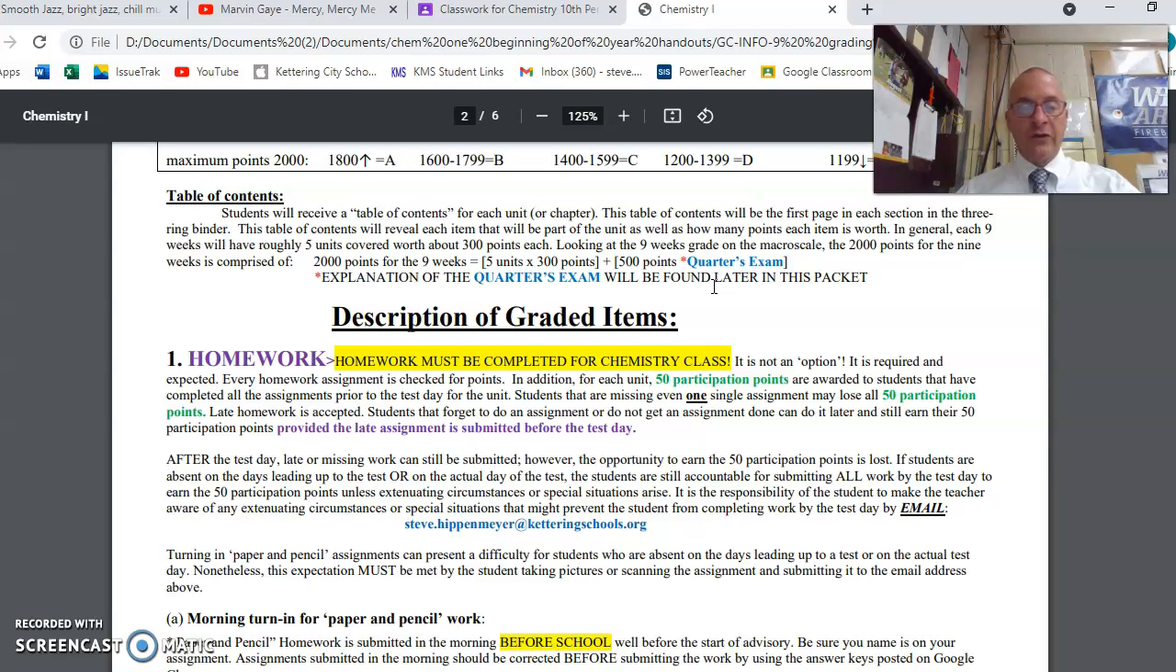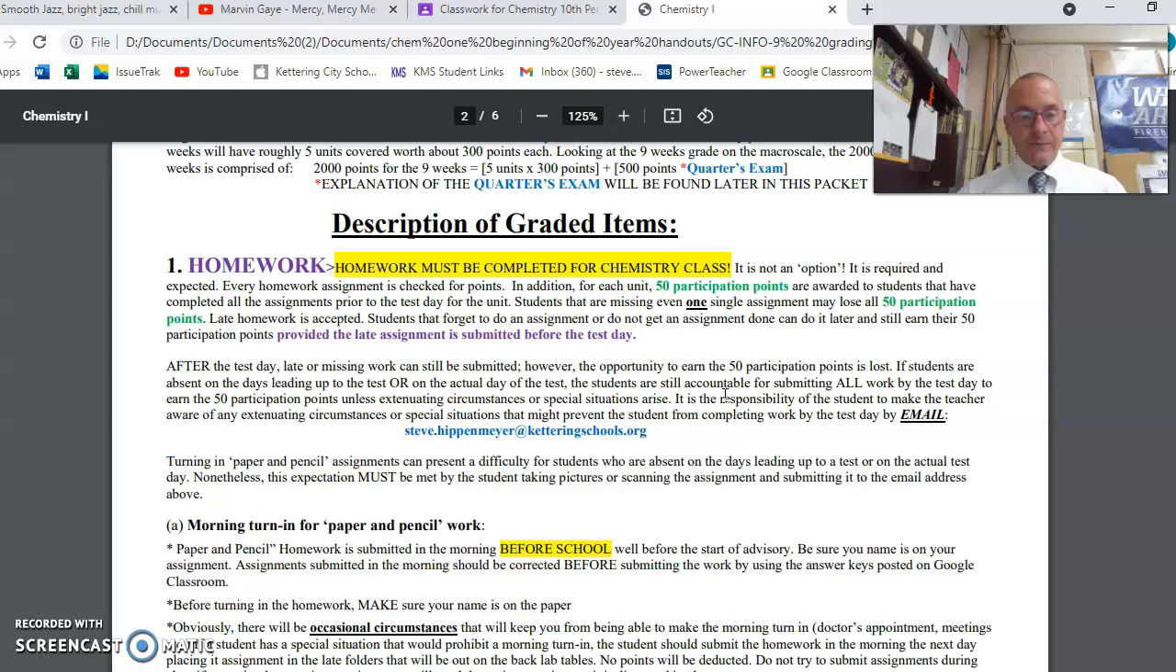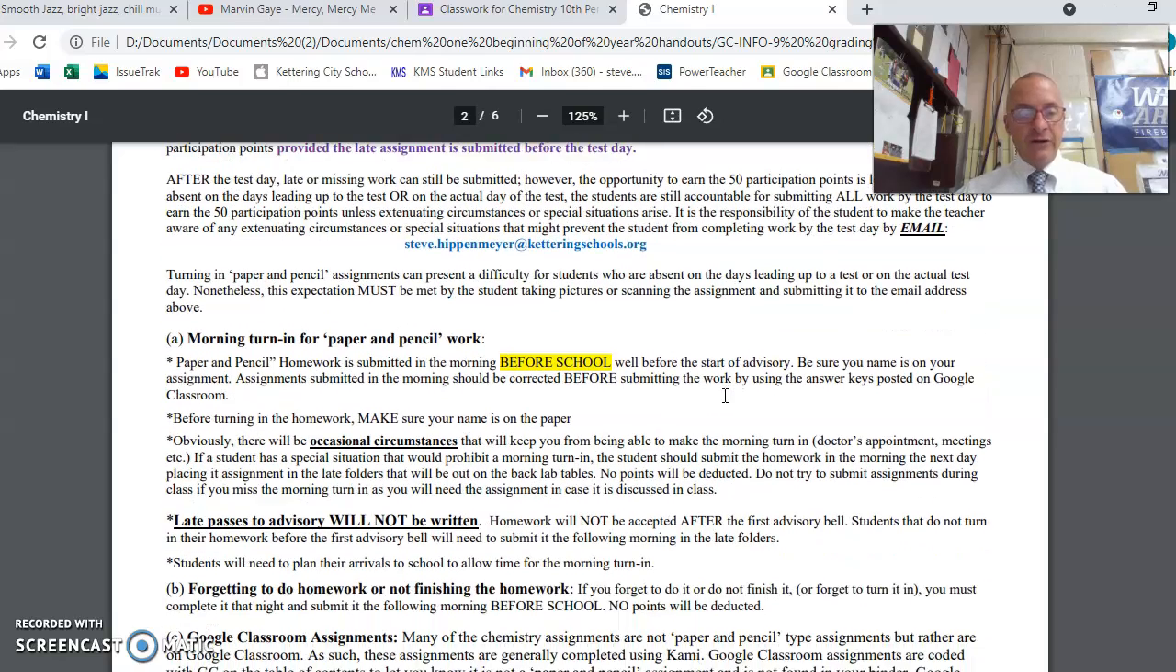It's called a quarters exam. A quarters exam is worth 25% of your 9 weeks grade, thus the term quarters exam. And it is given every quarter, thus the term quarters exam. We'll talk more about the quarters exam here as we go through the grading, how we grade for this class.